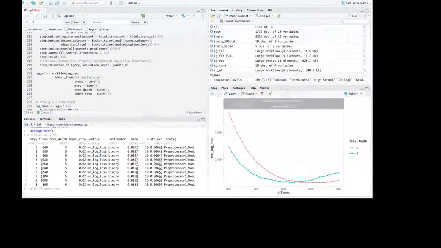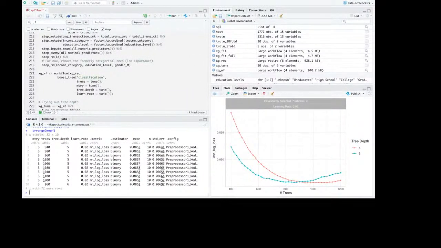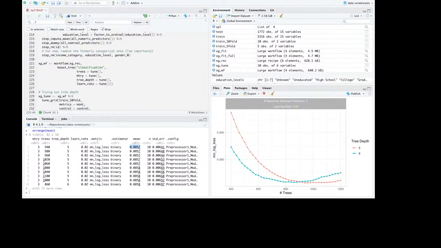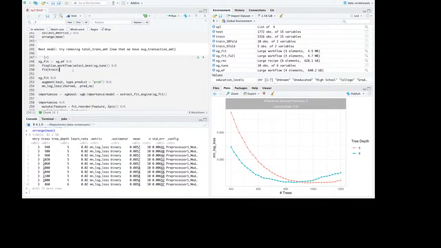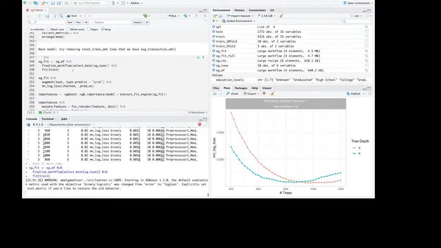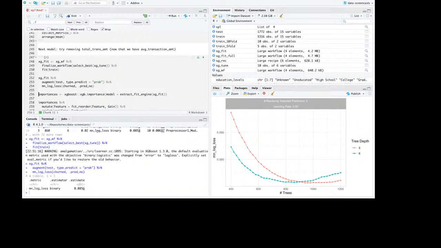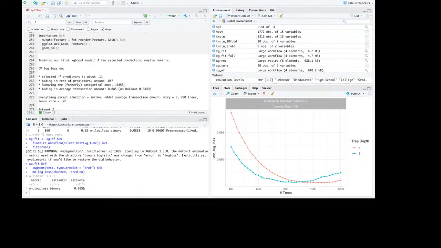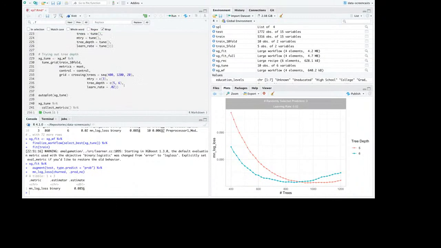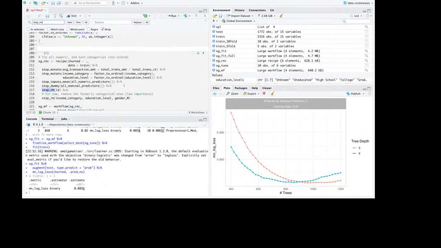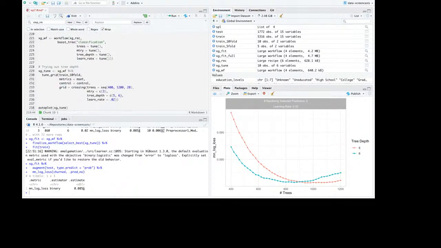Oh, it's still training? No, it's done. 0.857, still not doing better. So I removed gender, and did it get any better? Be sloppy and do it over again. No, it did not get better. It definitely didn't get better by removing gender. Maybe it would if I removed some of the others, but I'm not going to do that.